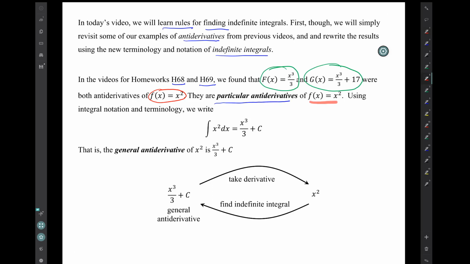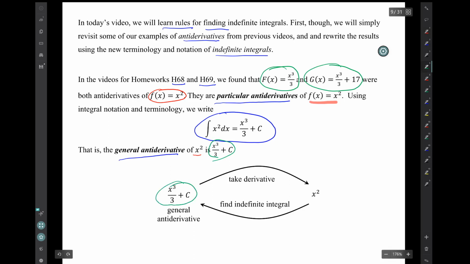Now using integral notation and terminology, we would write the following. The indefinite integral of x squared is x cubed over 3 plus c. That is, the general antiderivative of x squared is x cubed over 3 plus capital C. So the process is: if you take this function form and find its derivative, you get little x squared. And if you take that function little x squared and you find its indefinite integral, you get back to the function form.